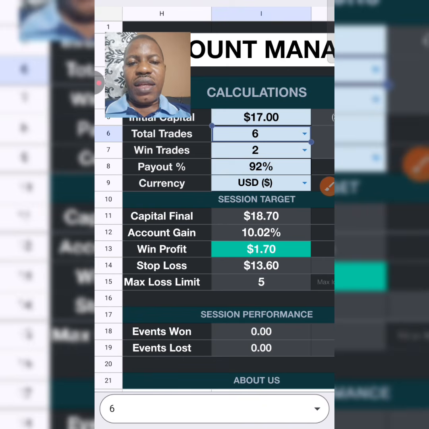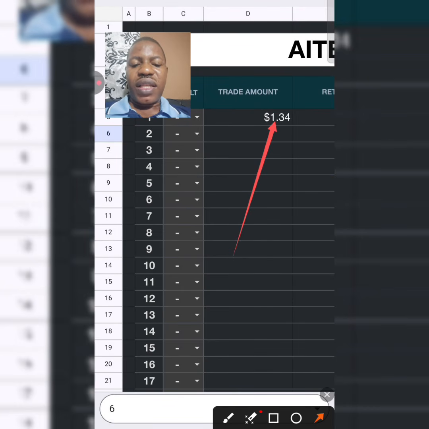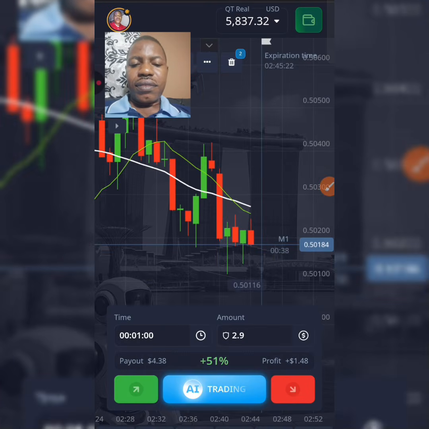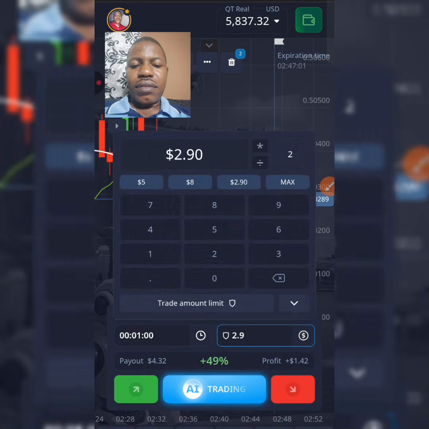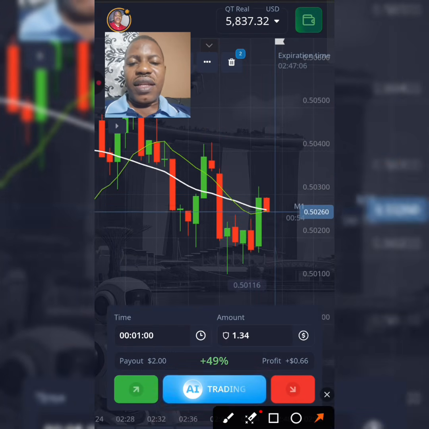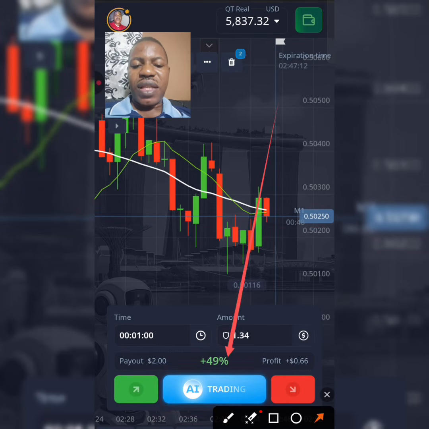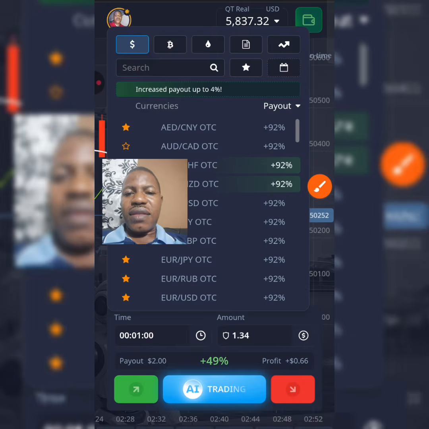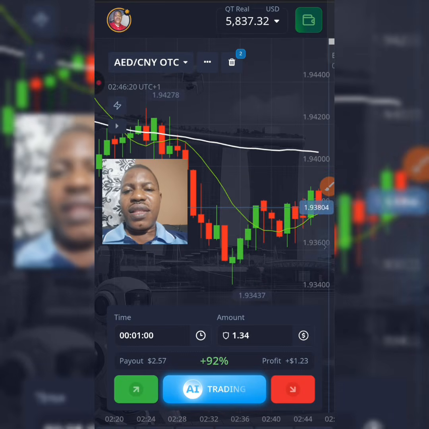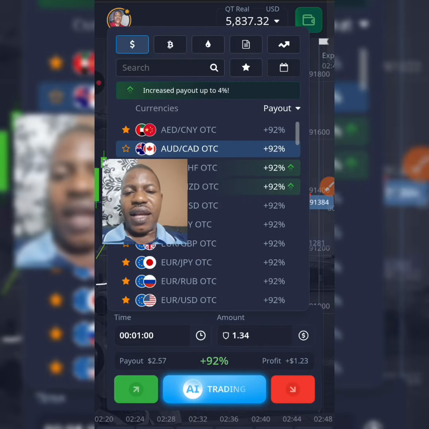Okay, I think the first amount to start with is 1.34. So I'll go to my platform now and set that. Remember, I said any asset you are trading with should be at least 92% win rate. So let's do that. Okay, so now let's look for a market that is trending along the green line.